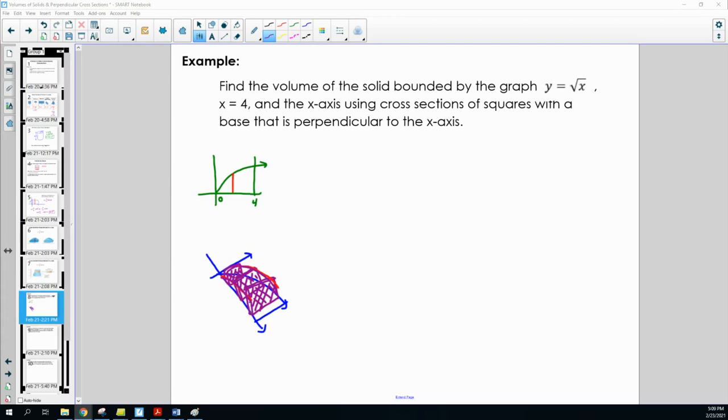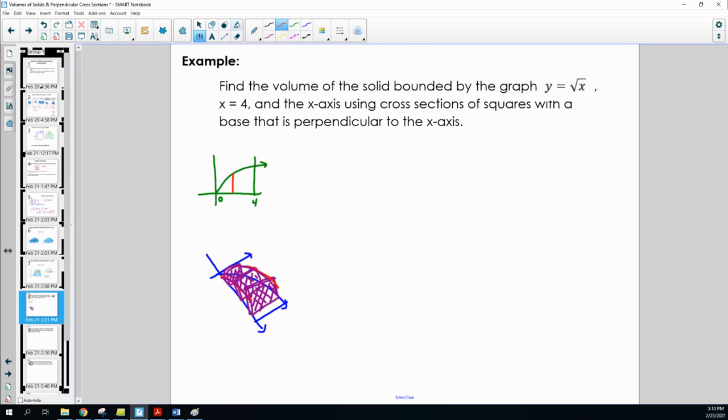All right, so now we're going to look at an actual example here. I apologize for my drawings. We're going to find the volume of the solid bounded by the graph y equals the square root of x, x equals 4, and the x-axis using cross sections of squares with a base that is perpendicular to the x-axis.